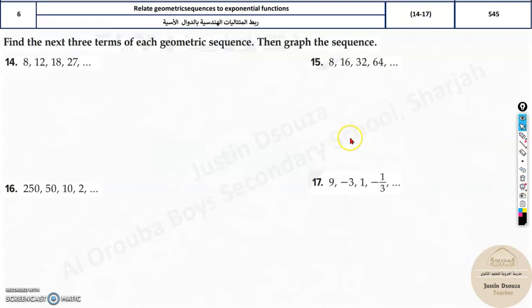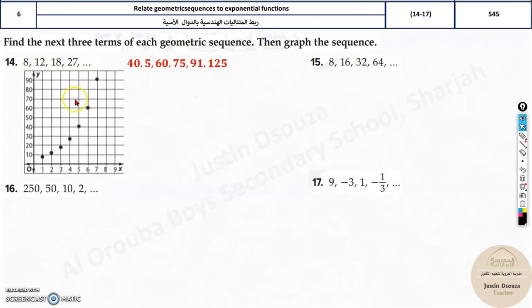Now we will look into the problems which are mentioned in the exam scheme 14 to 17. Do this by yourself. They are all geometric sequences. So just find the next three terms. By finding the common ratio, you can easily find the next three terms. And then what you need to do is graph them up.